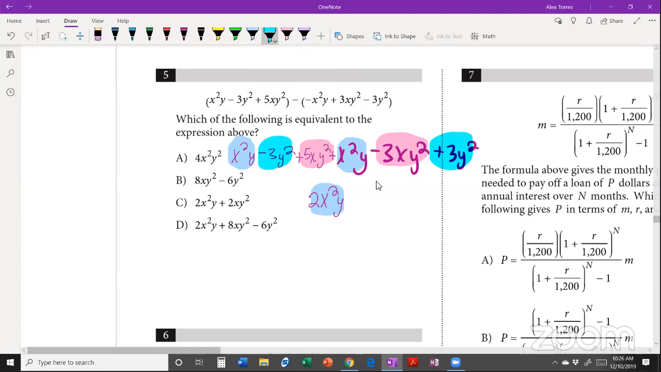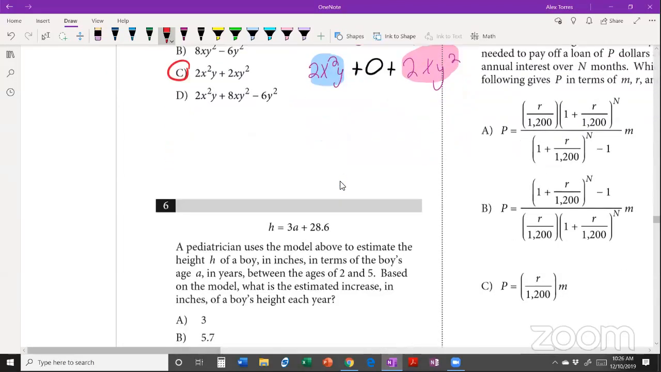And for the turquoise ones, we have -3 of the y squareds and +3 of the y squareds. So they cancel each other out. That's like saying I owe someone $3 and I made $3. So the two things put together means I have no money, which is just 0 right there. And then for the pink ones, we have 5 of the xy squareds and -3 of the xy squared. So essentially it's 5 minus 3. So it's 2 of the xy squareds. And that's for the pink one. So the answer here is 2x squared y plus 2xy squared, which is choice C for number 5.